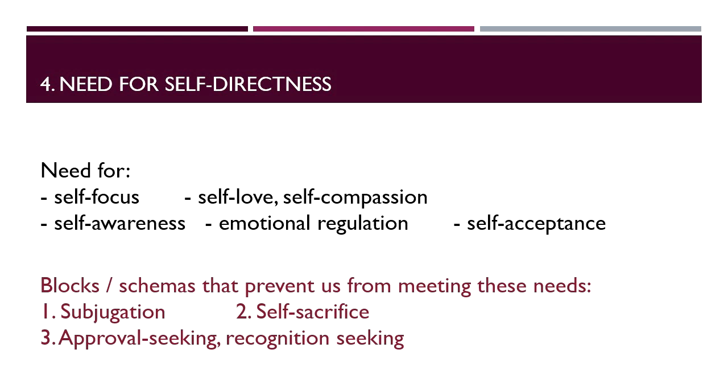When we are unable to meet this need for self-directedness, we usually tend to focus on other people at the expense of ourselves. So, for example, we might ignore our needs just to avoid conflict with other people. Or, for example, we might be codependent in relationships where we sacrifice our needs constantly, which obviously leads to resentment and further problems.